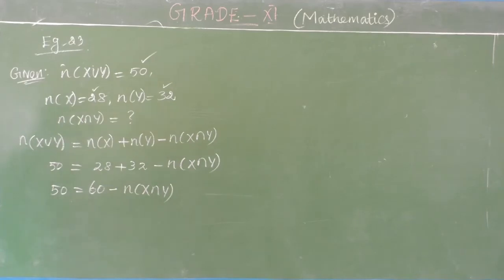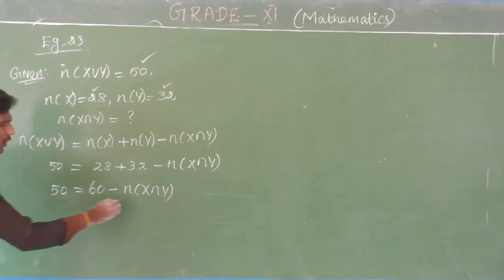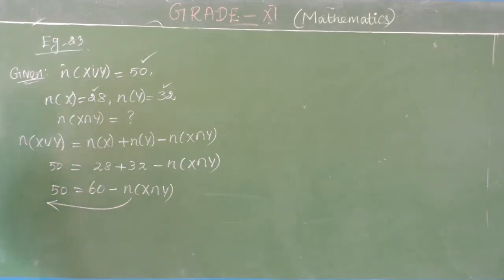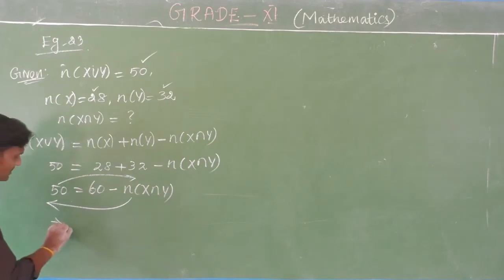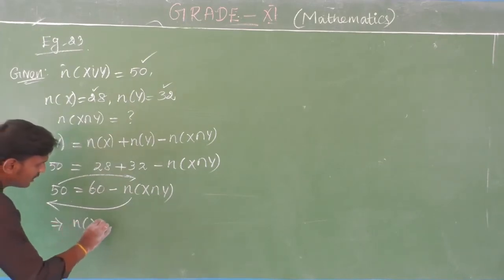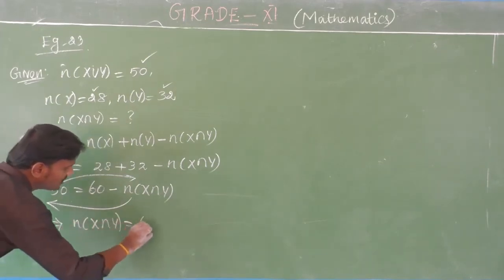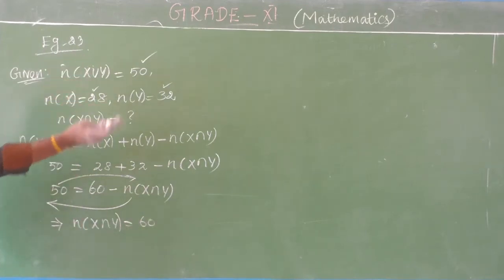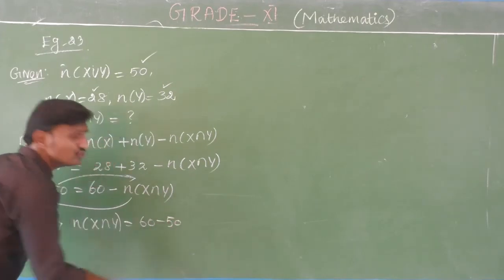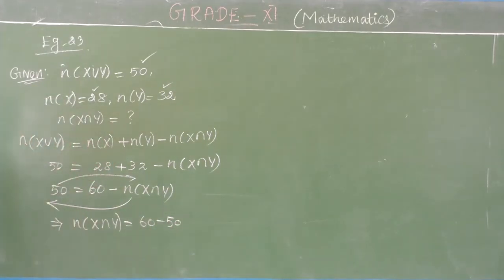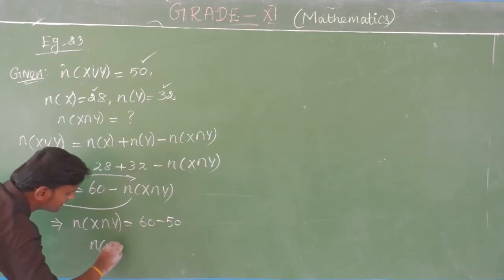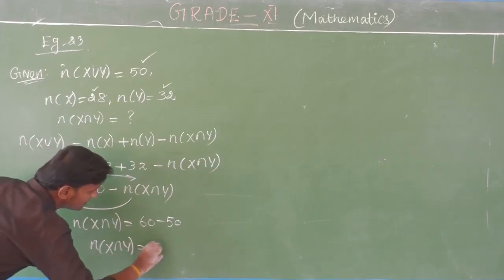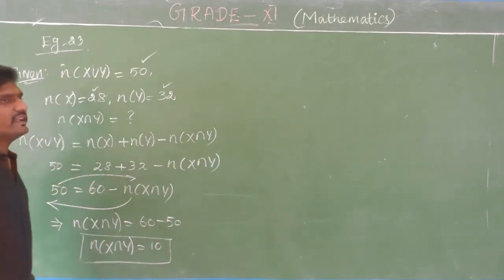So what are we going to find now? n of X intersection Y only. So minus n of X intersection Y moves to the left side, and 50 has to move to the right side. Minus coming to this side becomes plus. So n of X intersection Y is equal to 60 minus 50. Subtract and what will come? 10. So this is your final answer. n of X intersection Y is equal to 10.